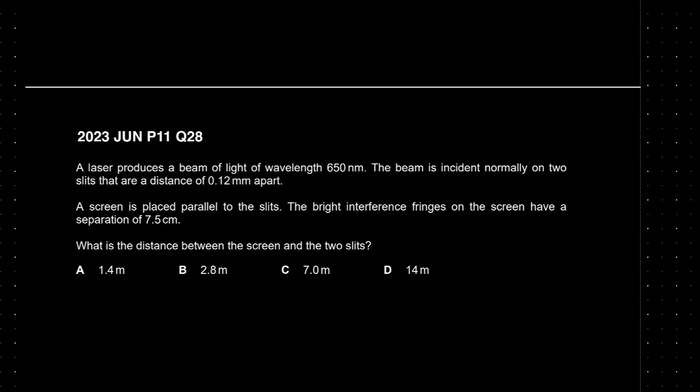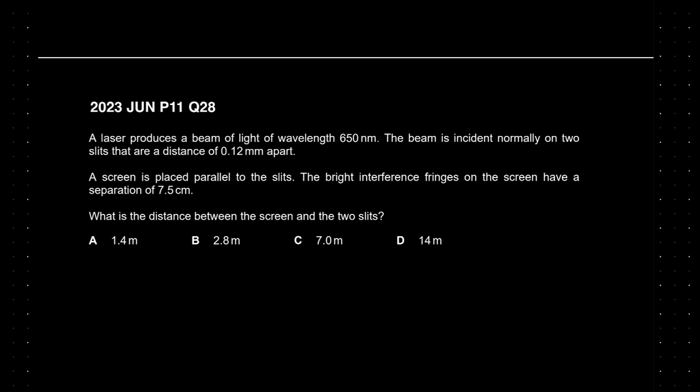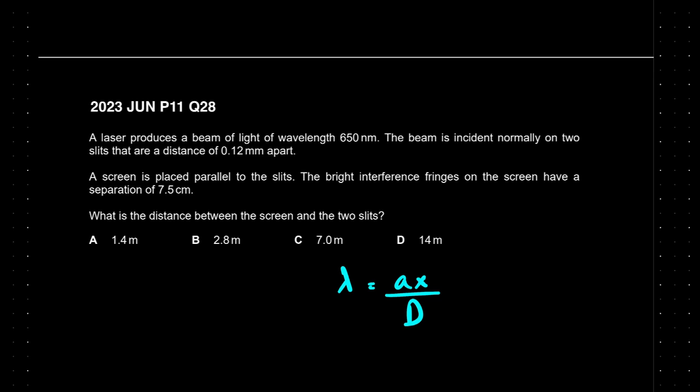All right, 28. A laser produces a beam of light of wavelength this much. The beam is incident normally on two slits that are this distance apart. So yeah, this is on double slit interference. So lambda equals AX over D. You're asked the distance, so you're really asked D. So D is going to be A times X over lambda.